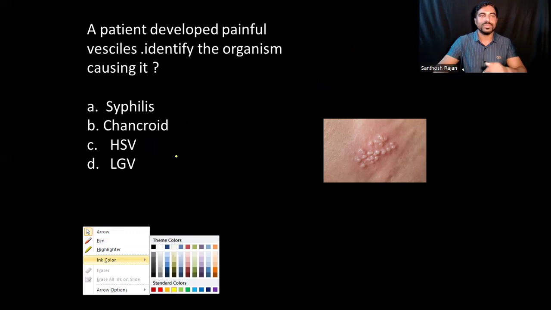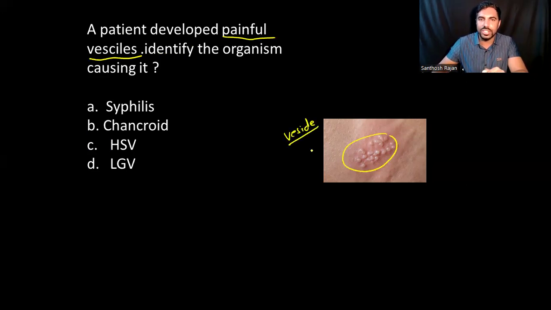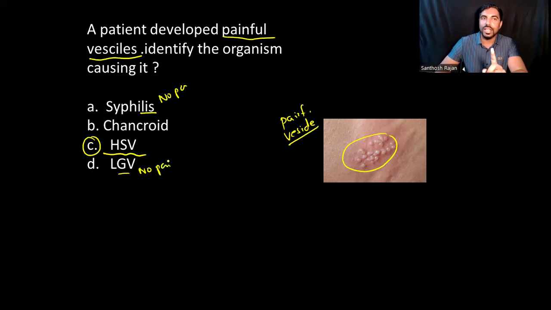Okay, doctors. Now, next one: a patient developed a painful vesicle. Wow, that's enough. You don't even need this picture. It's a typical vesicle, you see blisters, and it's painful. If it's painful, your mind will go to herpes simplex 2 only. Other things, like syphilis, have less pain or no pain. LGV also has no pain in the ulcer. You have pain in the lymph node, but no painful ulcer.